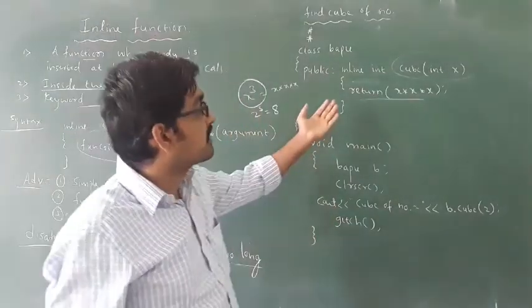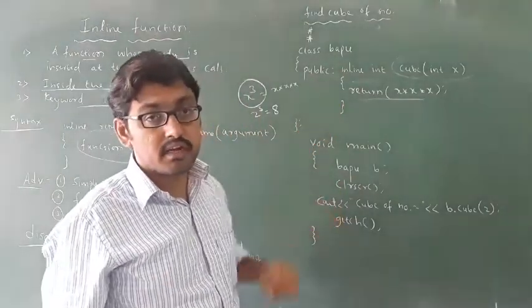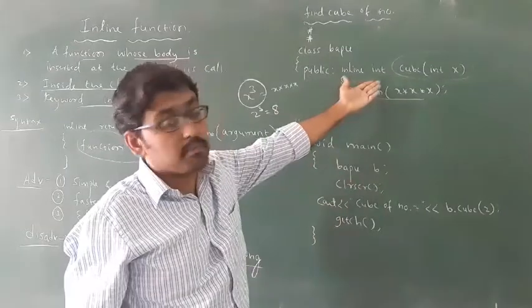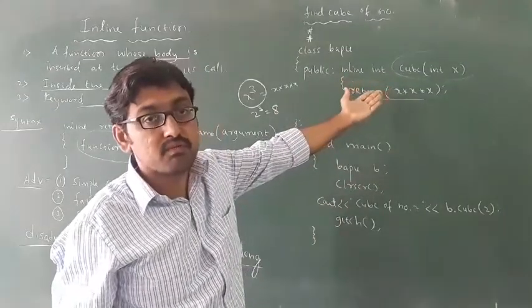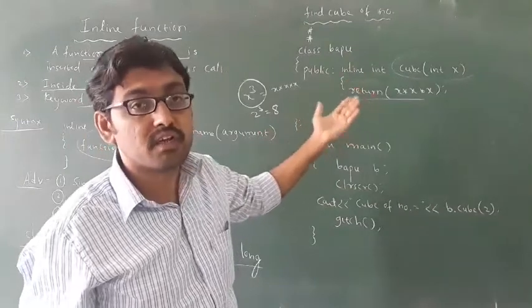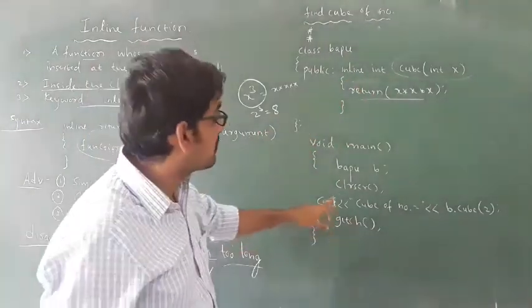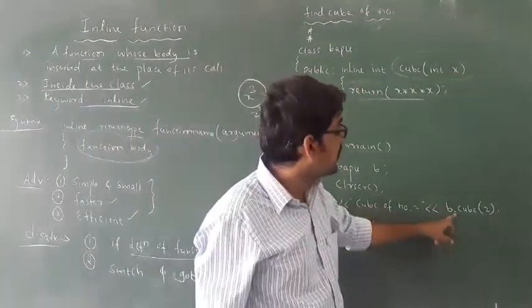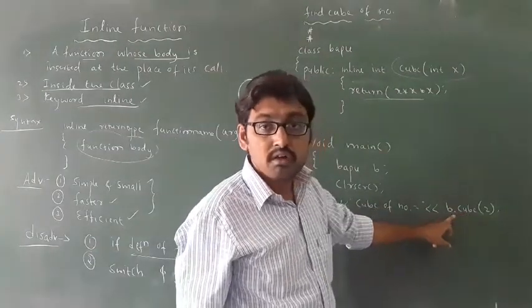You are accessing the data, the member functions. A member function means, here, cube is a member function. How to access this? See, b dot cube, by using the object.